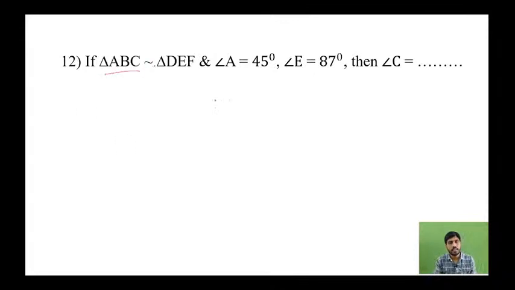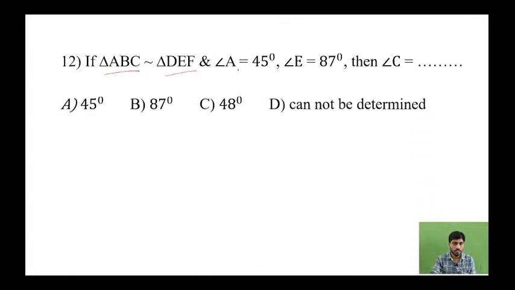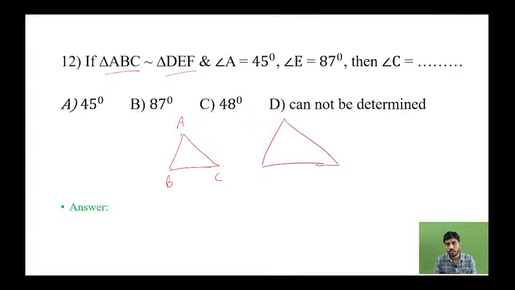If triangle ABC and triangle DEF are similar, so suppose this is triangle ABC and this is triangle DEF. Angle A is 45 degree, angle E is 87 degree. So we have to find angle C.